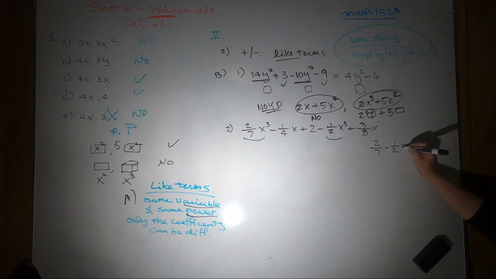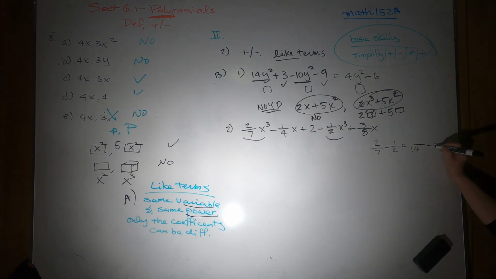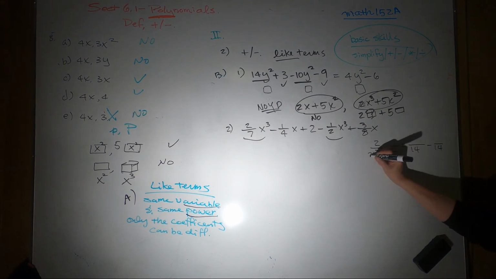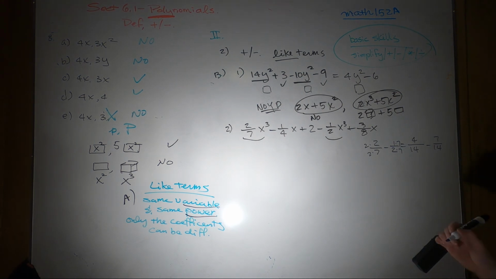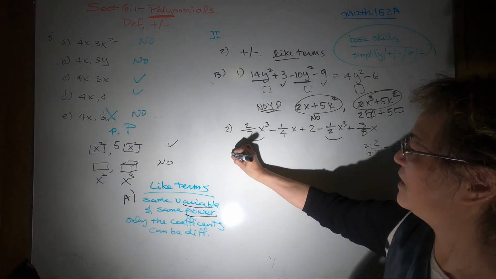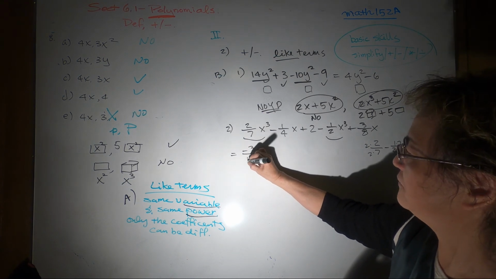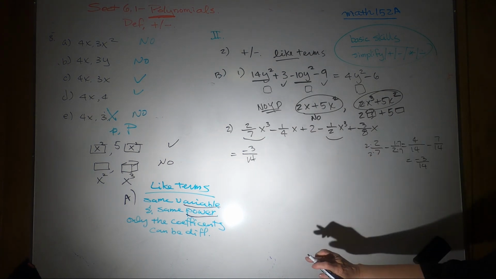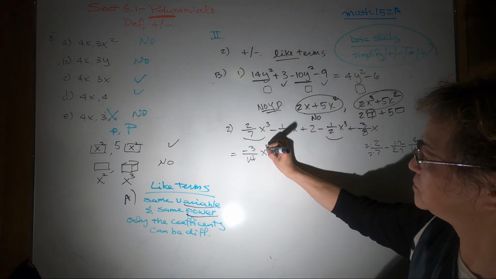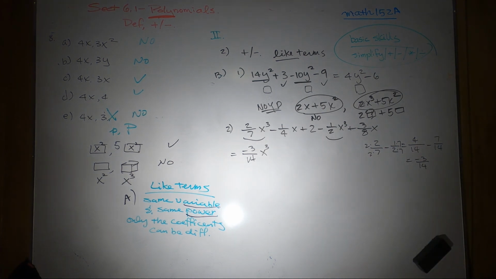How do you do it? 14 as the LCD, right? This times 2, that's 4. This times 7, that's 7. Then 4 minus 7 would be what? -3. So you have -3 over 14. Right? That's -3/14. So you combine these two, and that would be what? The cubes, right? Any other like terms?